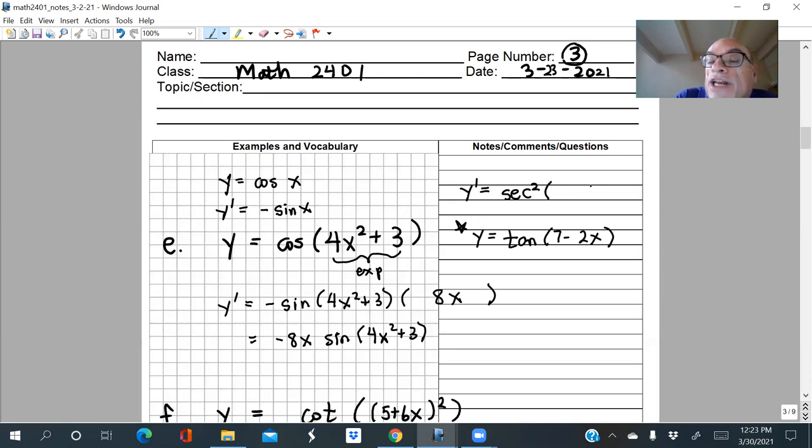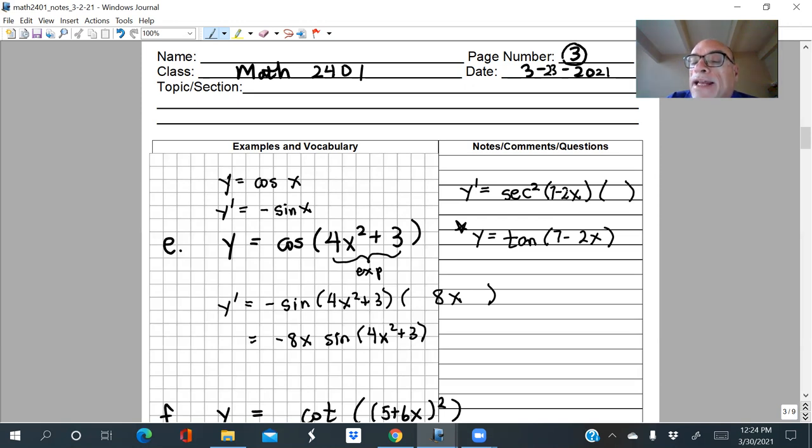That's the derivative of the tangent, and you're going to keep the 7 minus 2x. So this is just kind of the start of that derivative. A lot of people will stop here, but they make the mistake. They forget that this is not just tangent of x, this is tangent of 7 minus 2x. I have to finish this off by multiplying in the derivative of the 7 minus 2x. That's where the chain rule comes into play.